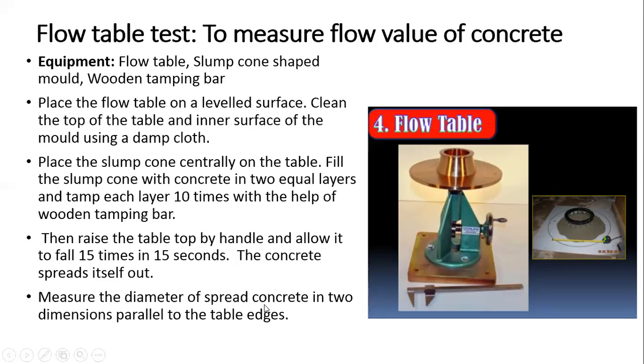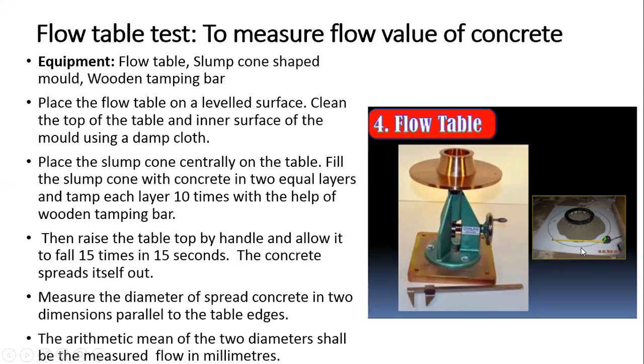So measure the diameter of the spread concrete. You have to measure the diameter from here to here in two perpendicular directions. And then take the mean of the two diameters, and that shall be the measured flow in millimeters. So the arithmetic mean of the two diameters is called your flow table value in millimeters.